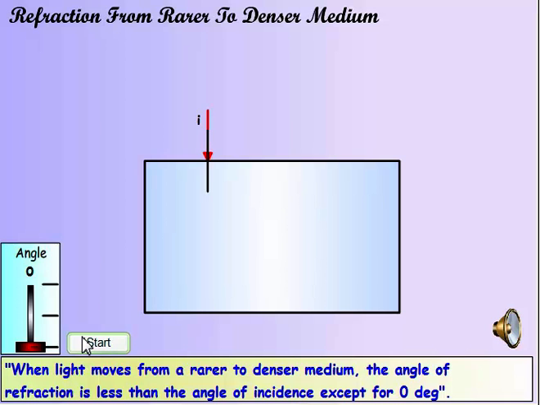When light moves from a rarer medium to a denser medium, for example, from air to glass, the angle of refraction is less than the angle of incidence. The only exception is when the angle of incidence is 0 degrees, in which case the angle of refraction is also 0 degrees.